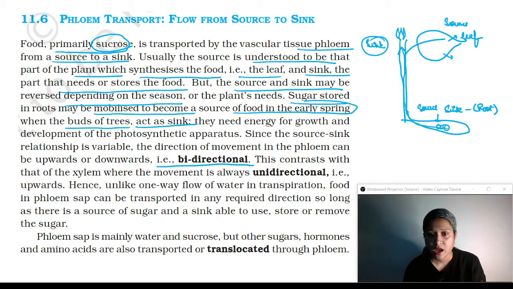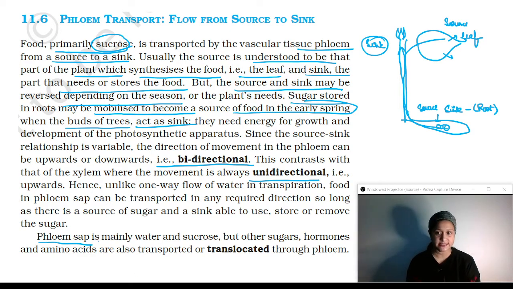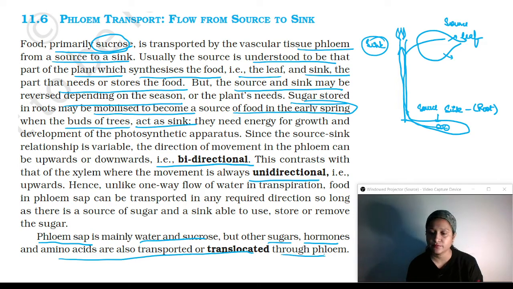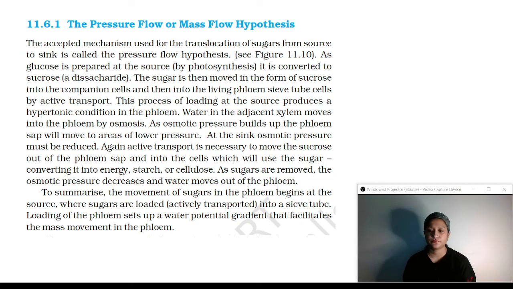ठीक है. Another question which is very important is phloem sap. What does phloem sap contain? It actually contains water and sucrose. Okay, this is the main thing which it contains. Besides this, sugar, hormones, amino acids are also transported through the phloem. Okay, so not only water and sucrose, sugar and hormones or amino acids are also transported through the phloem.